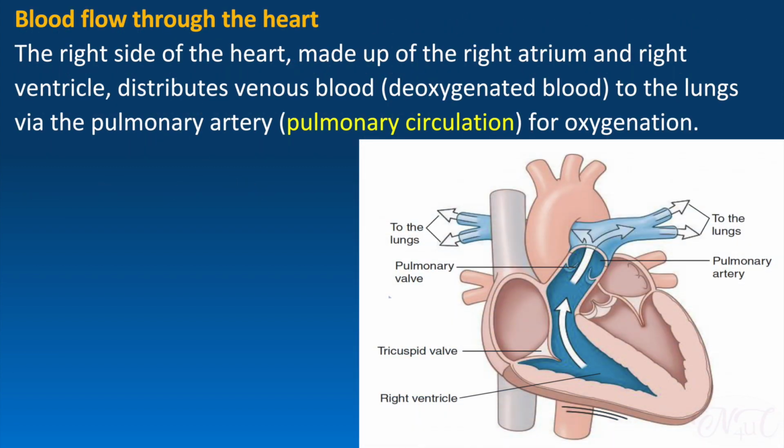Next is blood flow through the heart. The right side of the heart, made up of the right atrium and right ventricle, distributes venous blood, that is deoxygenated blood, to the lungs via the pulmonary artery, that is pulmonary circulation, for oxygenation. The pulmonary artery is the only artery in the body that carries deoxygenated blood.